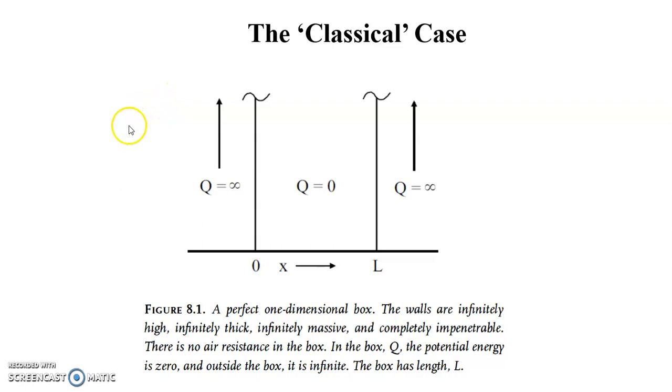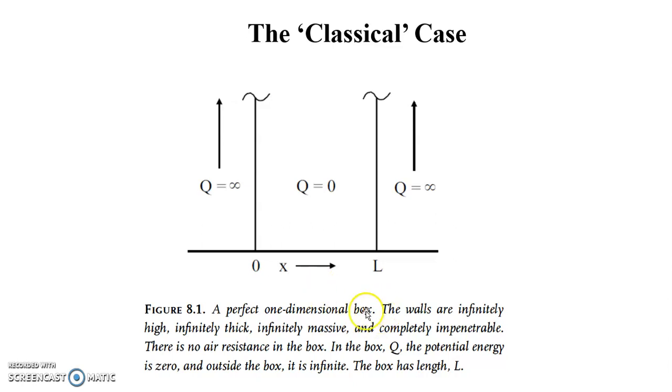In the classical case, you can see here, Q equals infinity, Q equals infinity, Q equals 0 to L, and this is the one-dimensional box. A perfect one-dimensional box: the walls are infinitely high, infinitely thick, infinitely massive, and completely impenetrable. There is no air resistance in the box. Inside the box, the potential energy is 0, and outside the box, it is infinite. The box has length L.